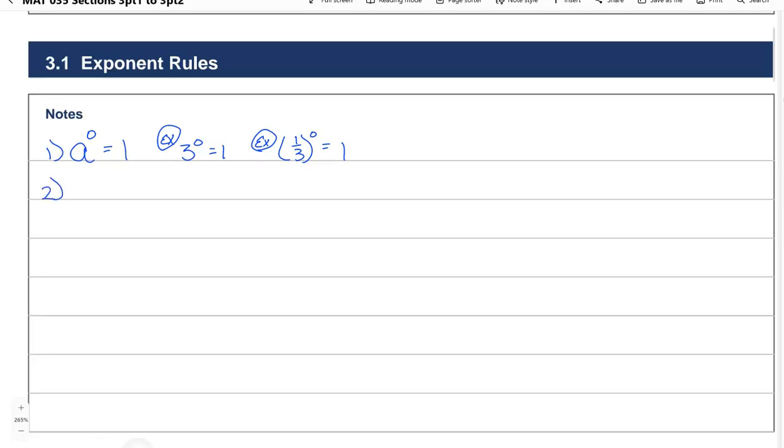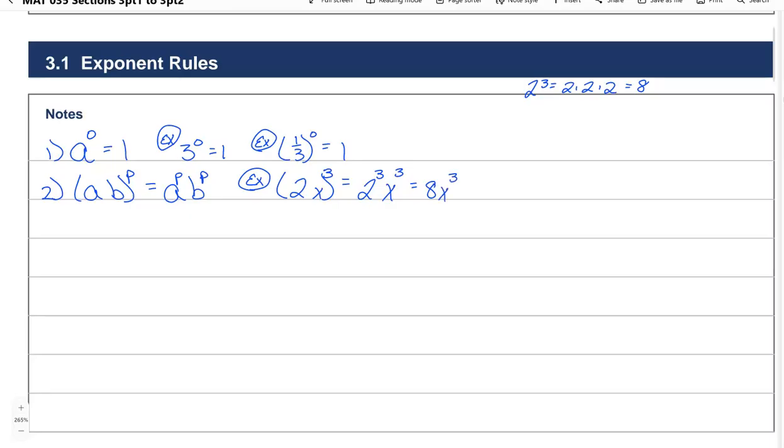Second one, if I have a times b to some power, that's the same thing as a to the power times b to the power. So for instance, if I have 2 times x raised to the 3rd, that's the same thing as 2 to the 3rd times x to the 3rd. And then we would want to simplify that. 2 to the 3rd is the same thing as multiplying 2 three times. So that's going to be equal to 8. So this is going to be 8 times x to the 3rd.